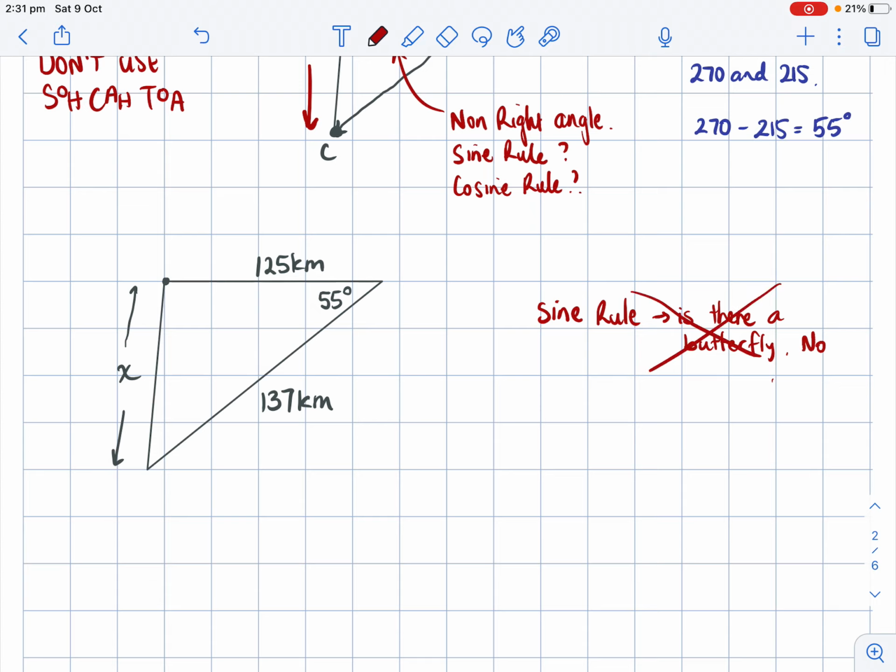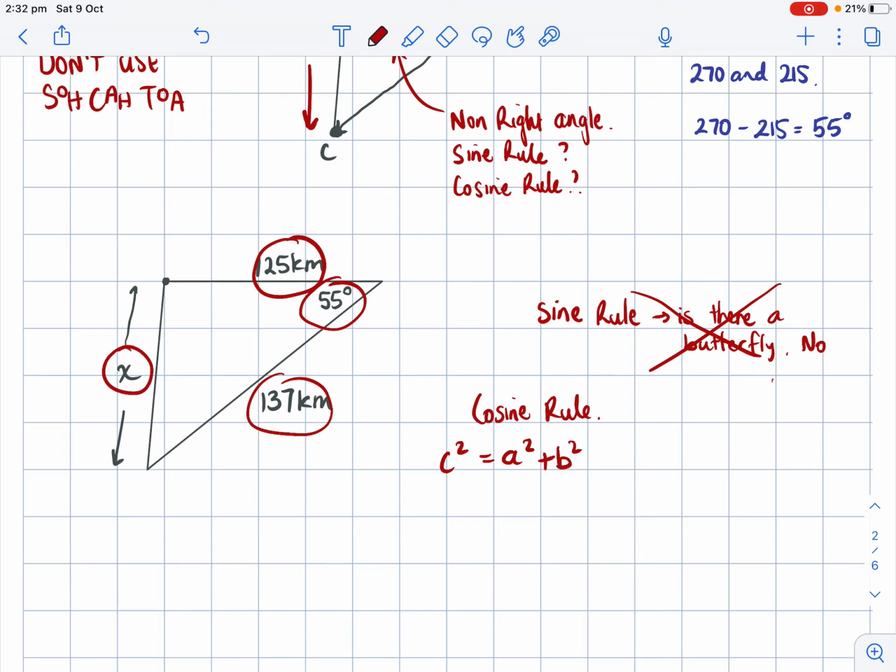Then that leaves me one other option, cosine rule. But let's just check what our method was for identifying the cosine rule. If I have something to do with 3 sides and 1 angle, then it's a cosine rule. I've got 3 sides that I'm working with and an angle, so it's absolutely the cosine rule. So how do I work with the cosine rule? Well, let's start by writing it out. We've got c squared equals a squared plus b squared minus 2ab cosine of C.